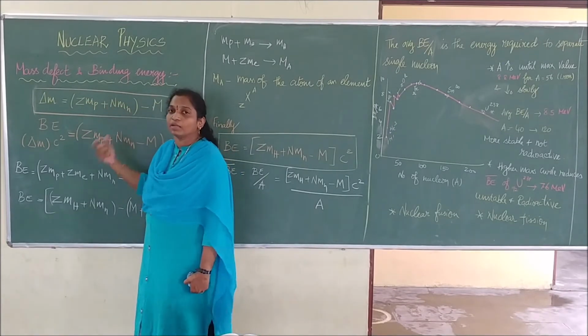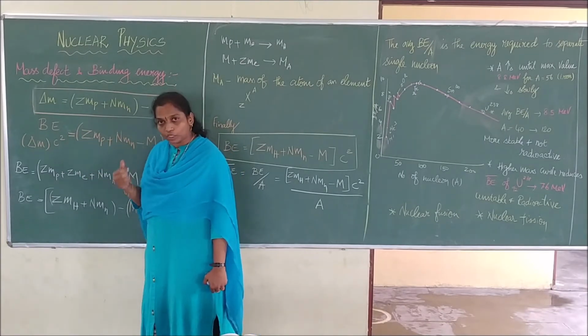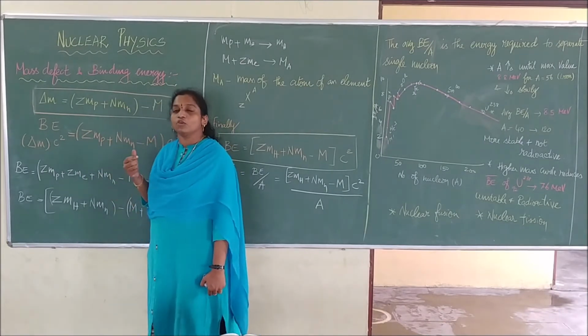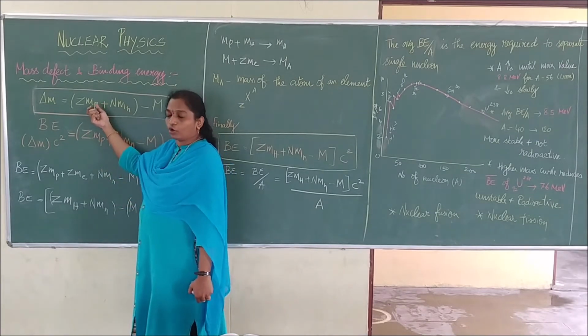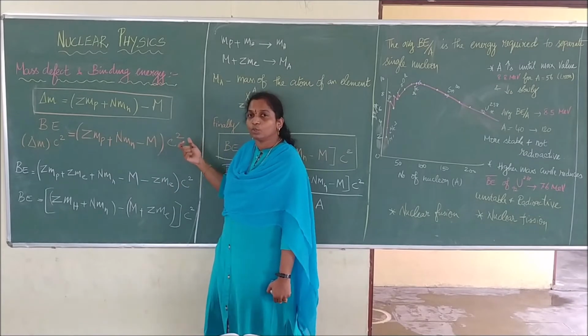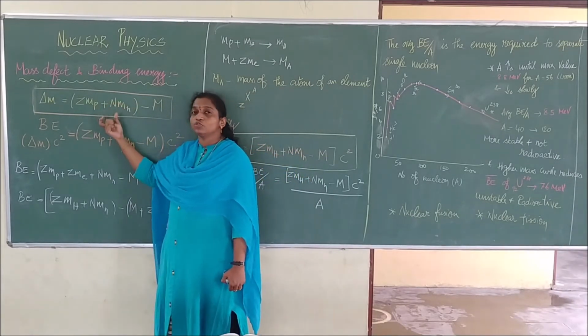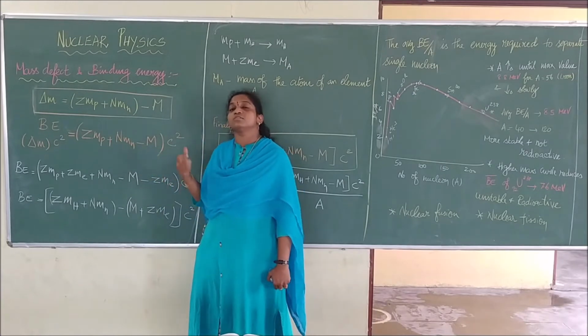So we have to calculate the mass of the atom. First, we have to know the total number of protons, and we have to multiply with the mass of a proton. And we have to know the total number of neutrons, and we have to multiply with what? The mass of a neutron. The summation of these two will give you what? The mass of a nucleus.